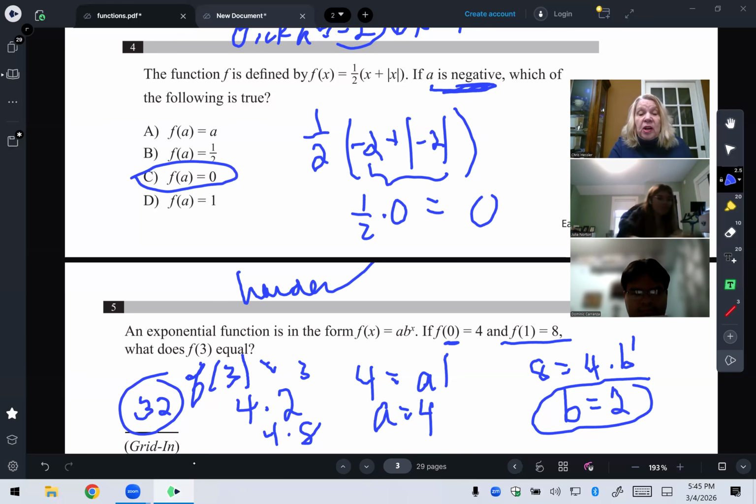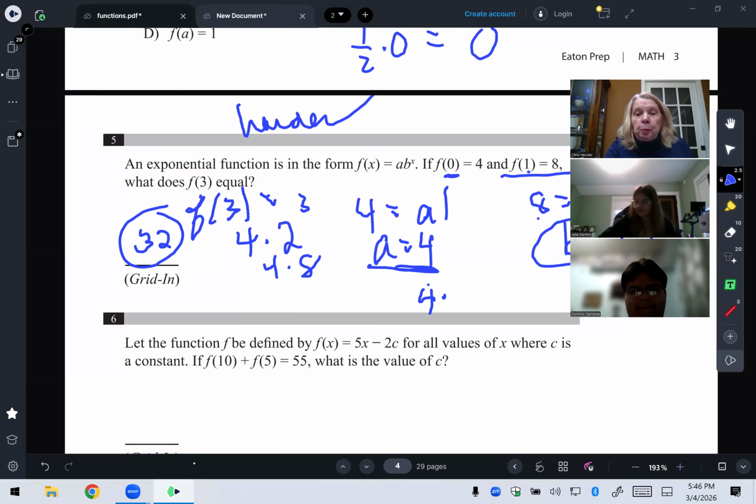Did you get the a was 4 part? Yeah, a equals 4. Then I put in 1 for x, and I get 4 times something equals 8. So that means the b part has to be 2. So that makes sense there? Okay, now you had your epiphany. So we're just going to have 4 times 2 to the third, and that'll give us 32. That was a hard one.